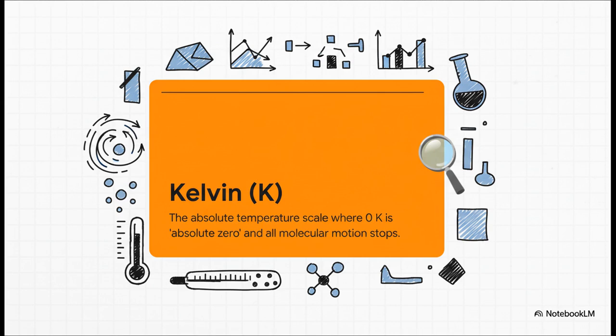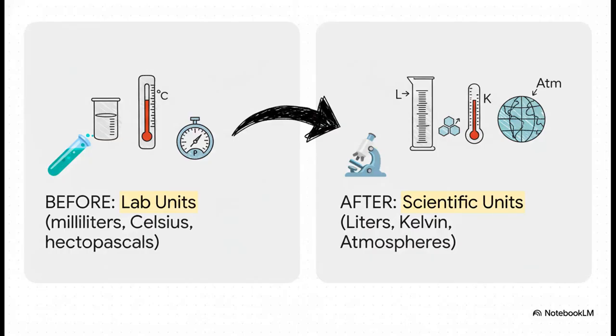It's absolutely critical. And here's a great before and after. On the left, you've got those lab units: milliliters, Celsius, hectopascals. Totally fine for jotting things down during an experiment. But on the right, that's our after: liters, Kelvin, and atmospheres. These are the standard units that let scientists everywhere compare results and do some really powerful analysis.